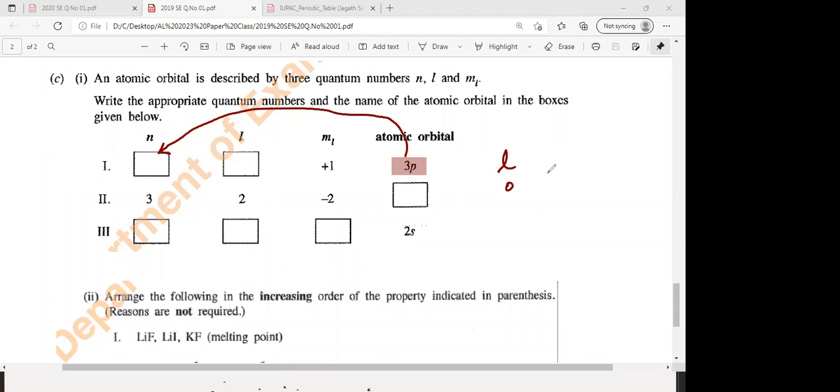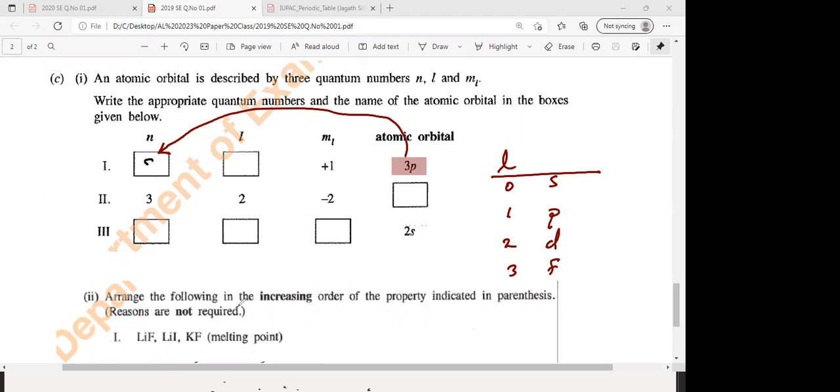So l equal to 0 means s orbital. l equal to 1 means p. l equal to 2 means d. l equal to 3 means f, but we are not up to that. 0, 1, 2, you can go for f even. Can you all post the answer on chat? Very good. So it will be 3 and 1. All of you are correct. It's not hard.